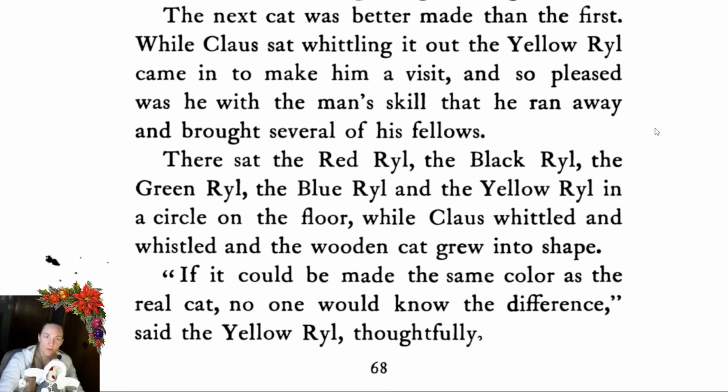The next cat was better made than the first. While Claus sat whittling it out, the yellow Ryl came in to make him a visit, and so pleased was he with the man's skill that he ran away and brought several of his fellows. There sat the red Ryl, the black Ryl, the green Ryl, the blue Ryl, and the yellow Ryl, in a circle on the floor, while Claus whittled and whistled, and the wooden cat grew into shape. "If it could be made the same color as the real cat, no one would know the difference," said the yellow Ryl thoughtfully.